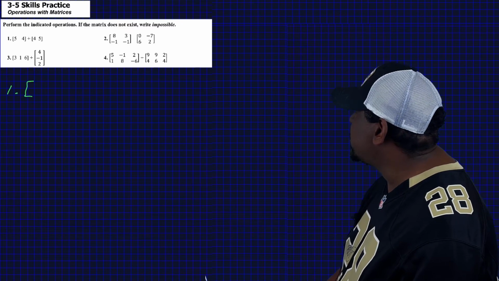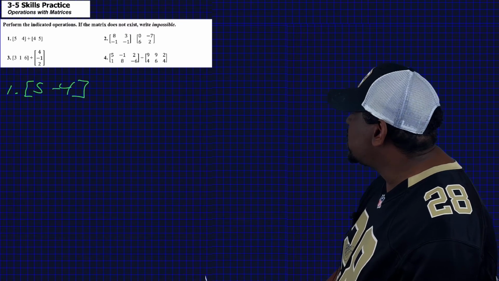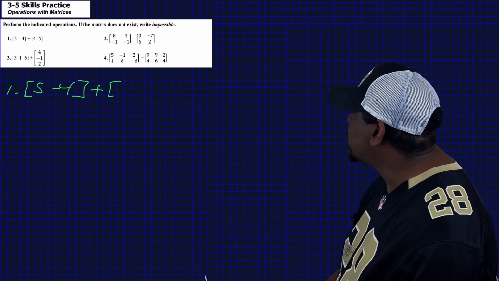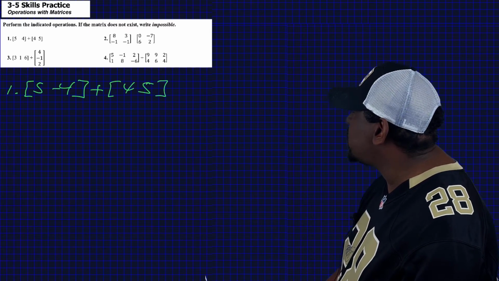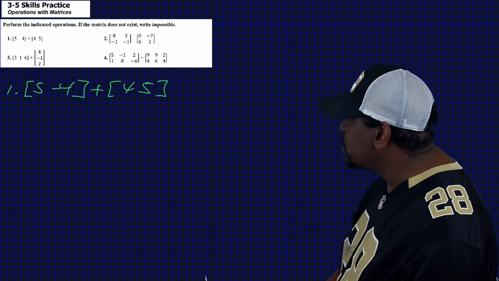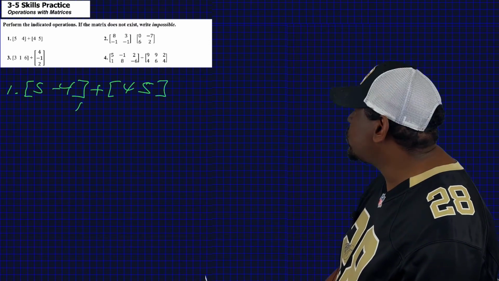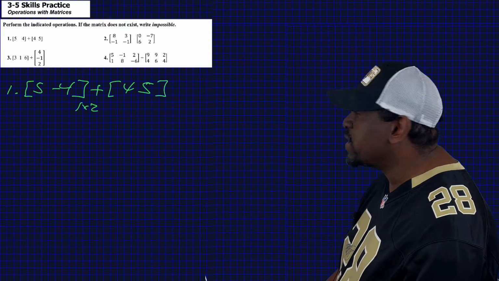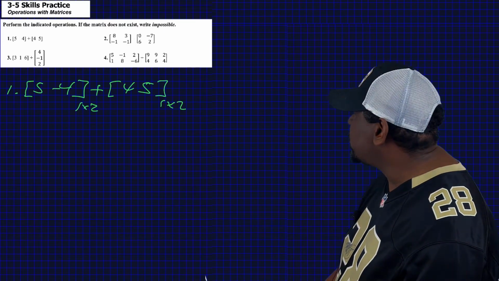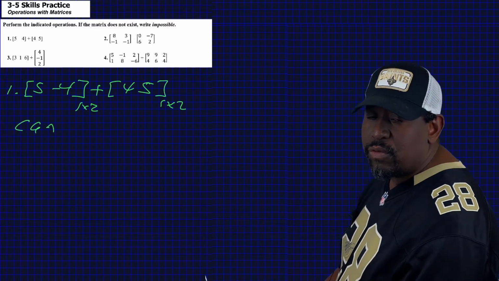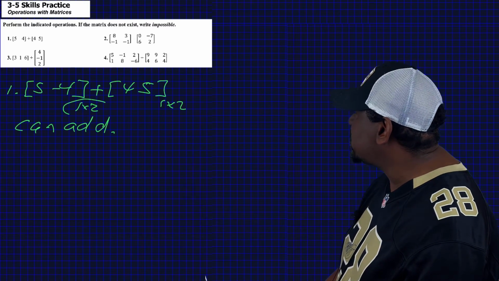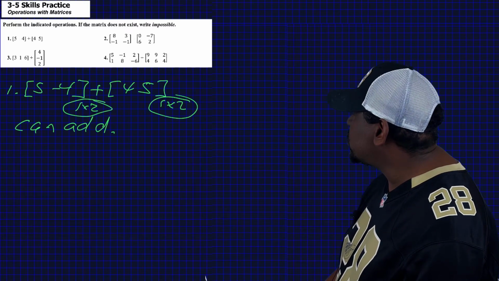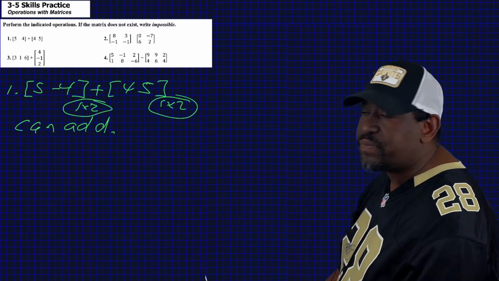Start with number 1. In this matrix, we have 5, -4, that's the values of the matrix, plus 4, 5. The dimensions would be 1 row, 2 columns. We call it a 1 by 2. We want to write that first to make sure they're equal. Once they're equal, then we know we can add or subtract them. So we can add, since they have the same dimensions. As you can see, we circle a 1 by 2 problem.